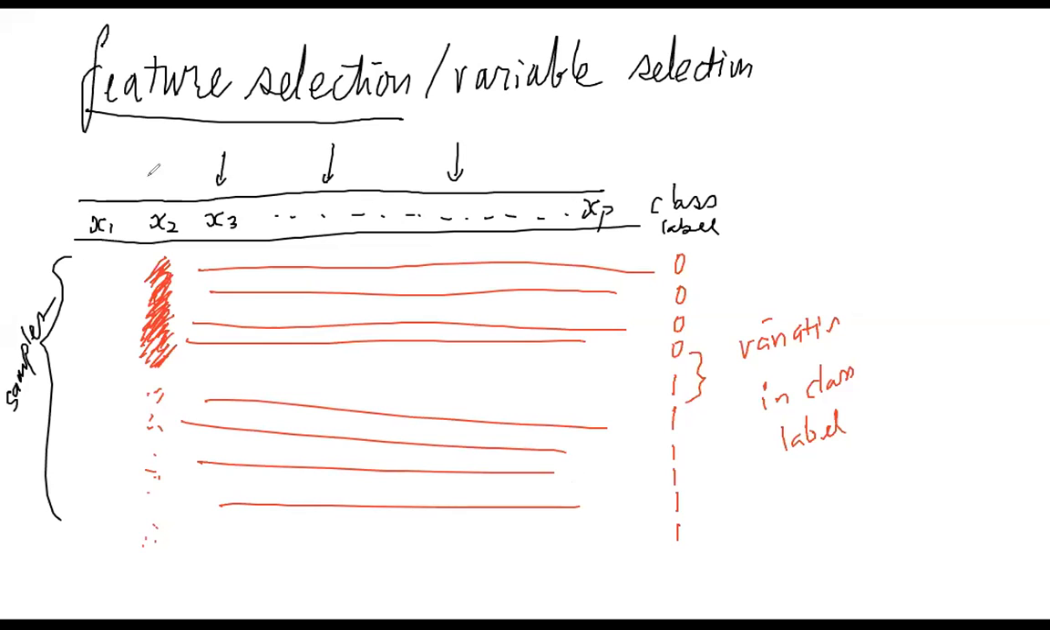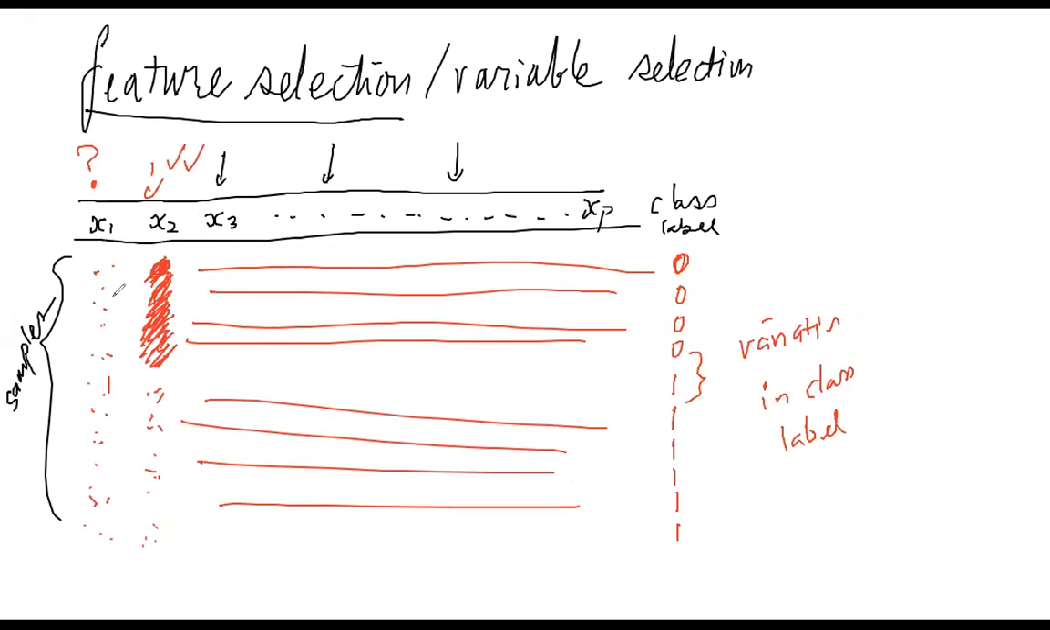So this means that this variable is pretty good, because if I see a high value for this variable, then it's associated with 0. If I see a low value, it's associated with another class label. So this variable is good. If you look at the other variable, they are more or less the same value. So for variable 1, it's questionable.